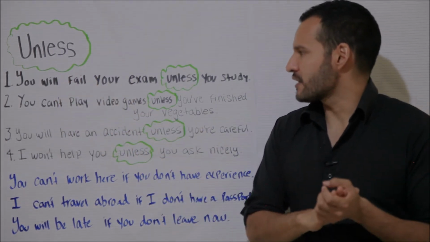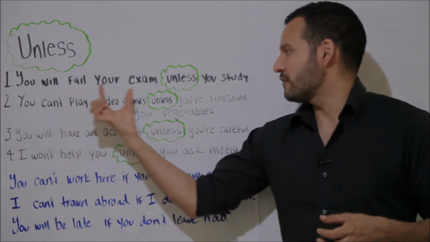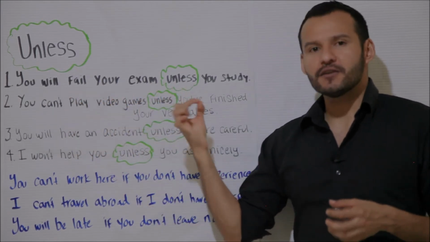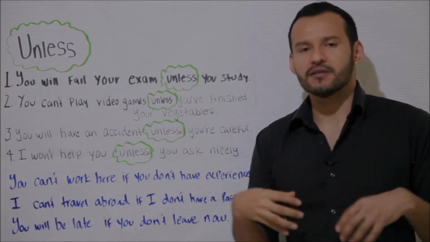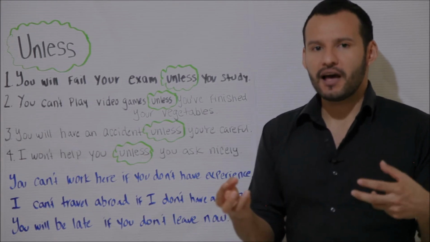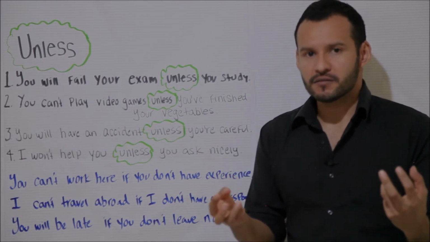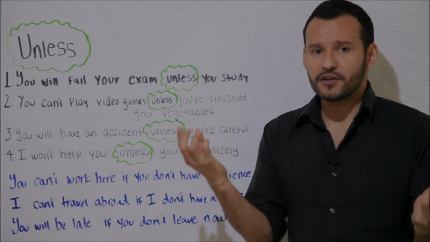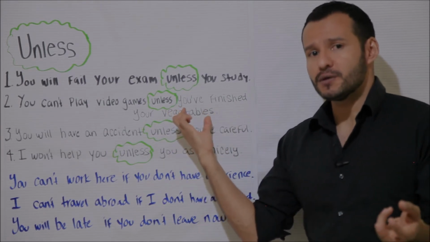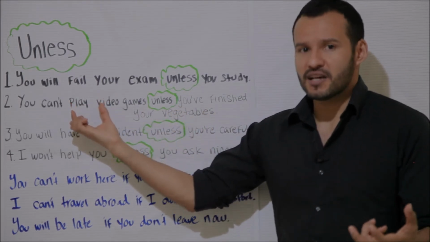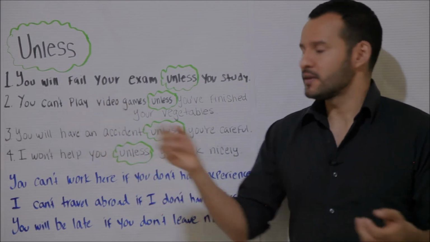Similarly, in the second sentence, you can't play video games unless you have finished your vegetables. This is similar to saying that you can't play video games except if you have finished your vegetables. If you have finished your vegetables, then this consequence doesn't apply.